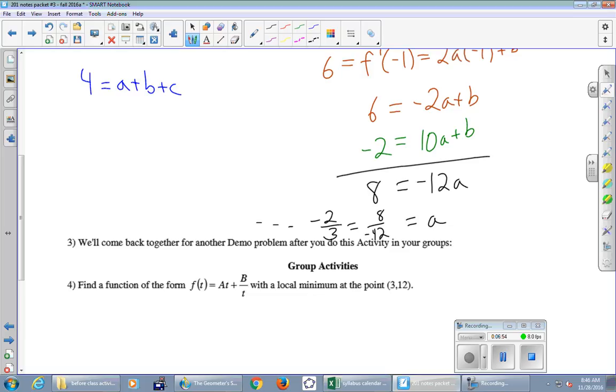Says find a function of the form At plus B over t. That is a family of functions. How many parameters in that family? 2, capital A and capital B. The only variable here is t. With a local minimum at the point (3, 12). A local minimum at the point (3, 12).